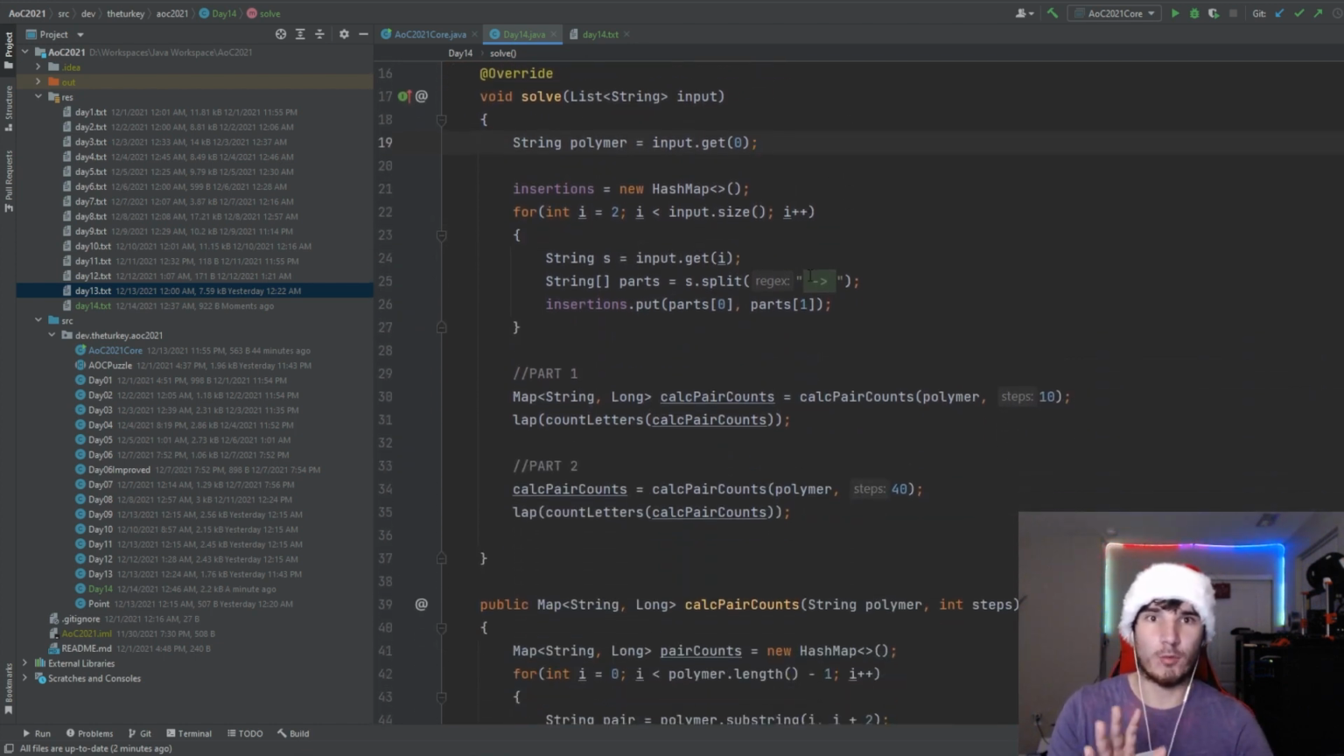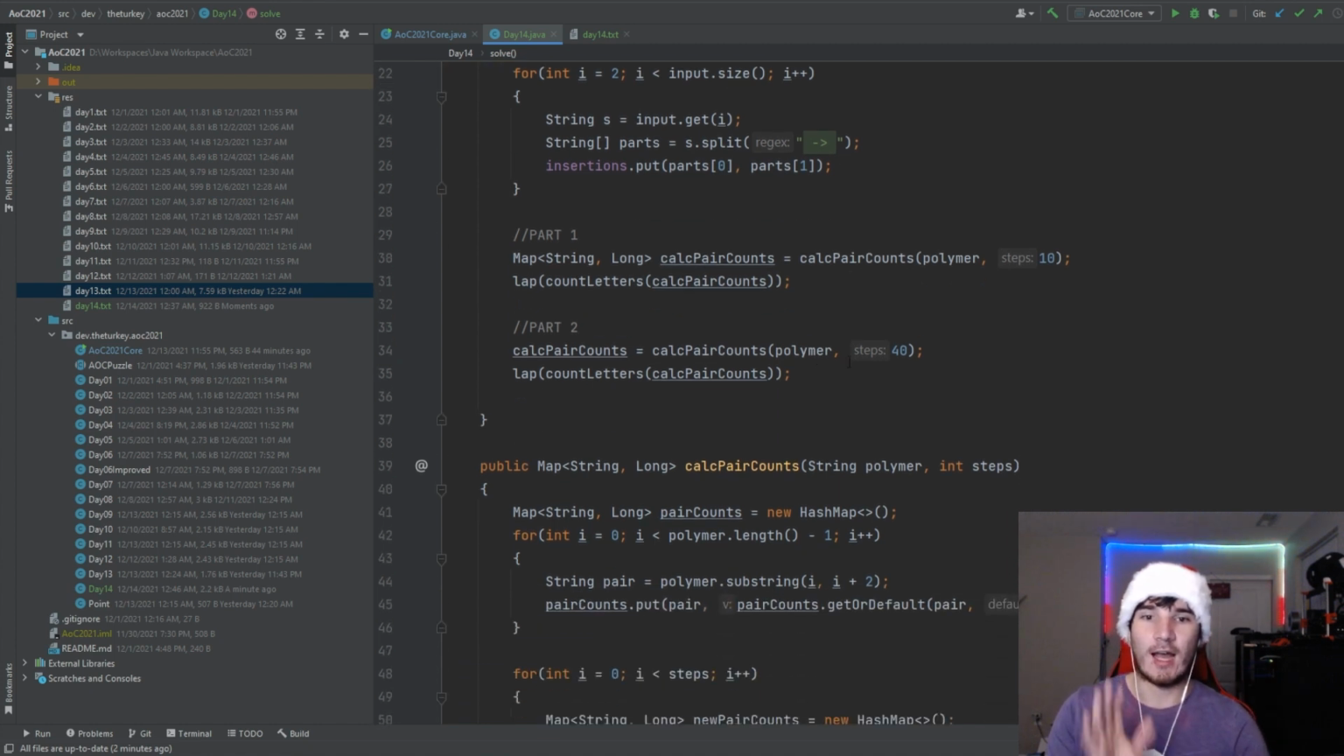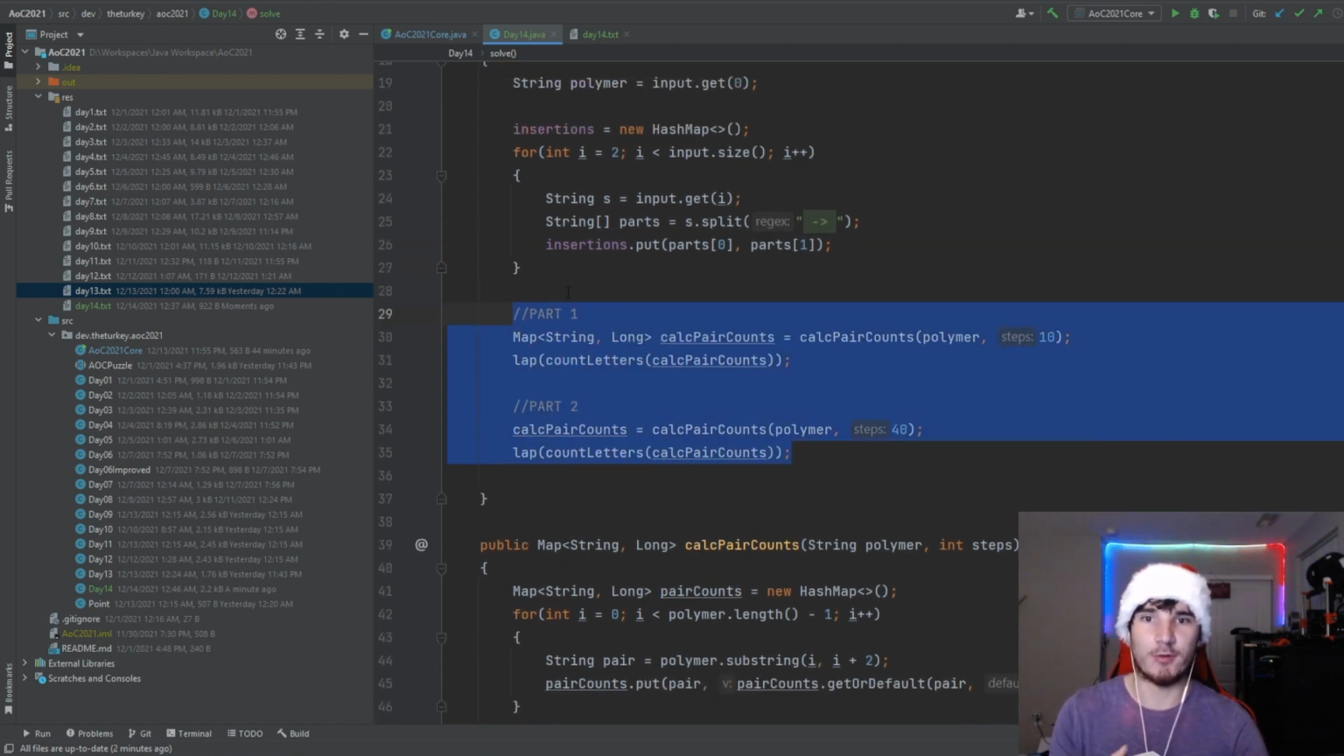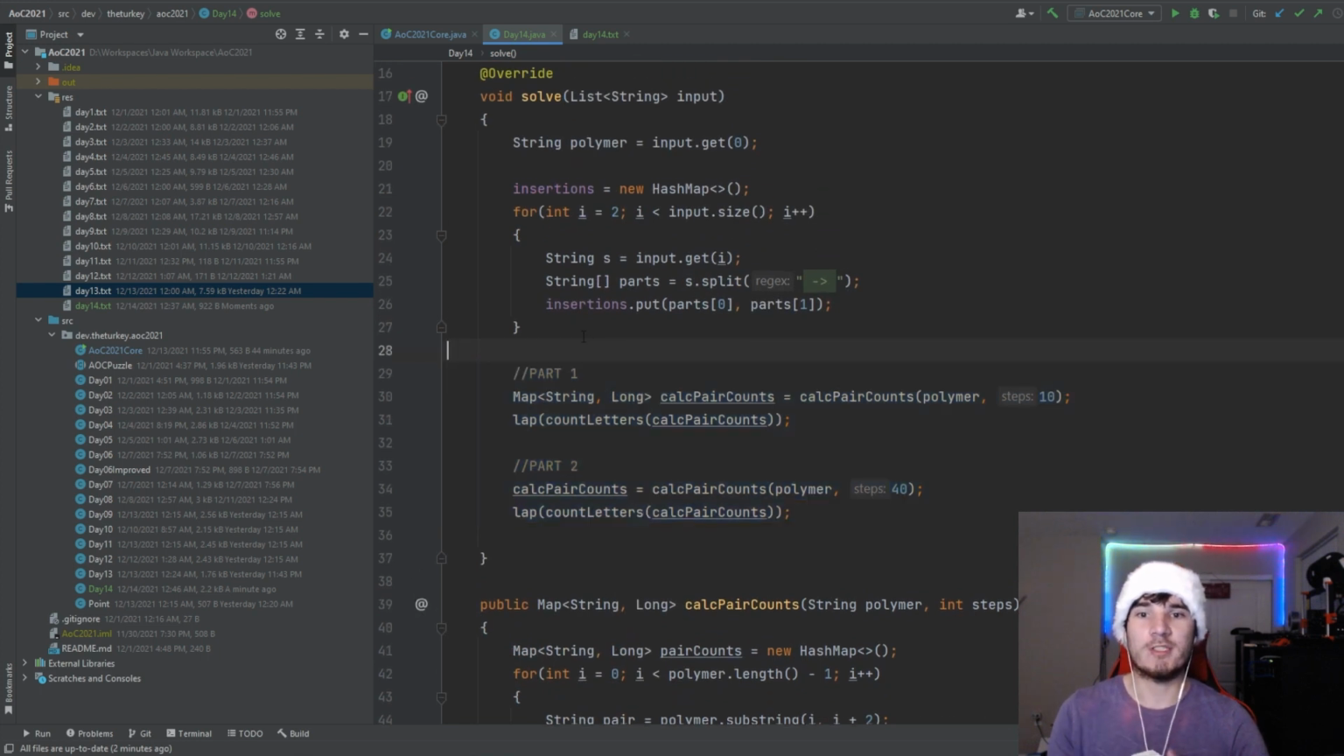I'm only going to cover one part because part 1 and part 2 are the exact same, just a different amount of steps. So I won't cover them both differently. They'll be wrapped into one. But anyways, the first thing we do is grab our polymer, which is the 0th index, and save it as a string.